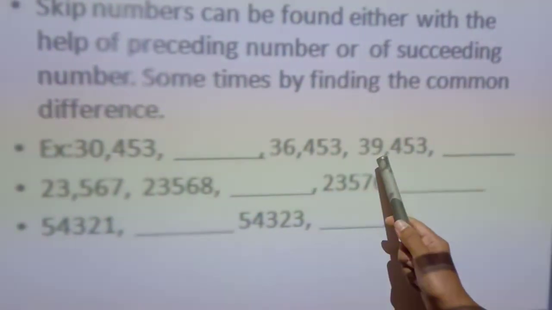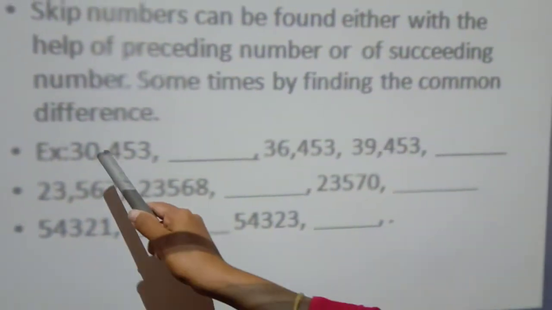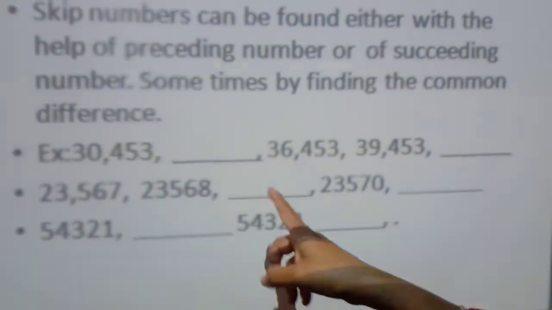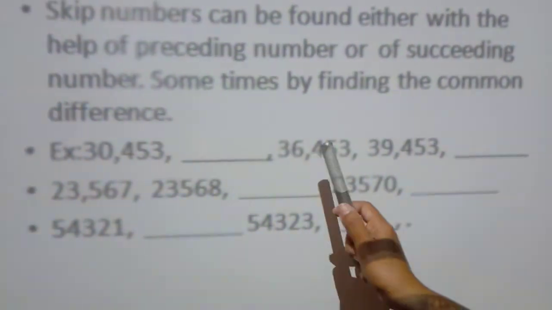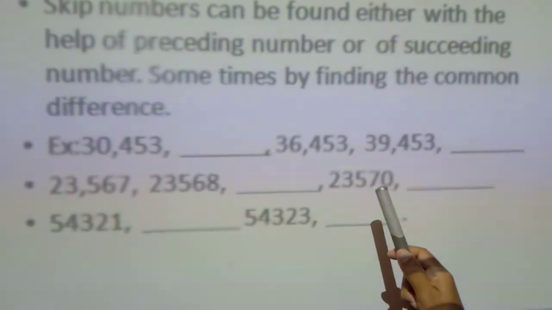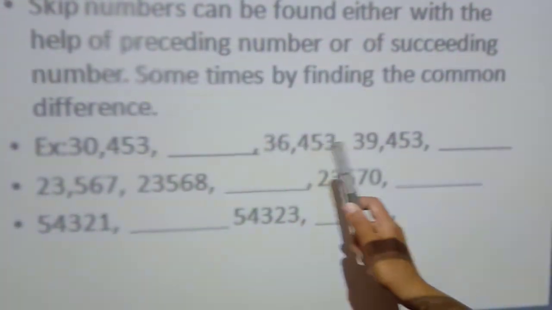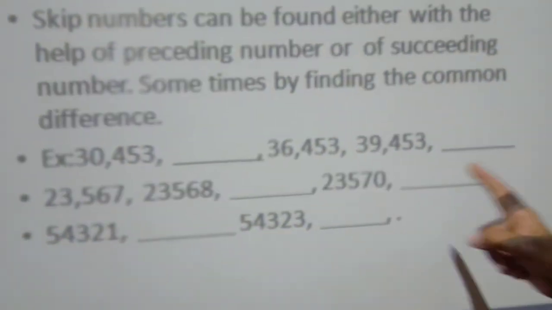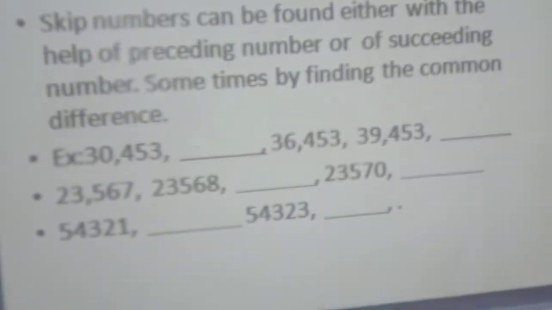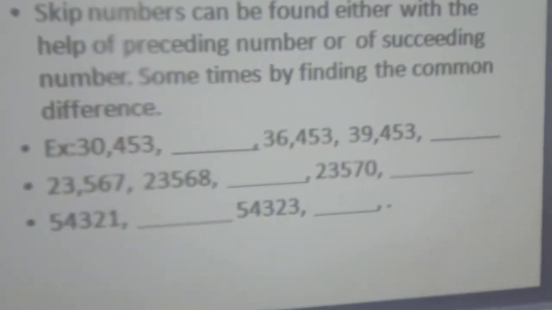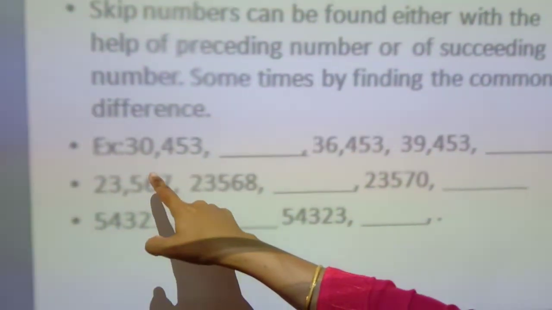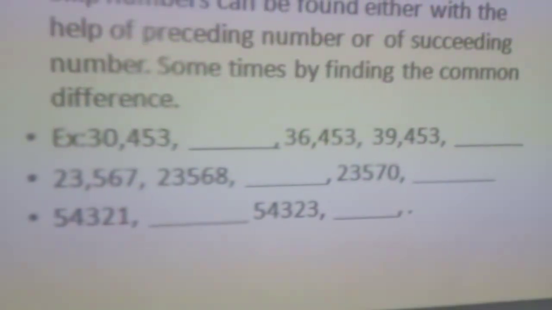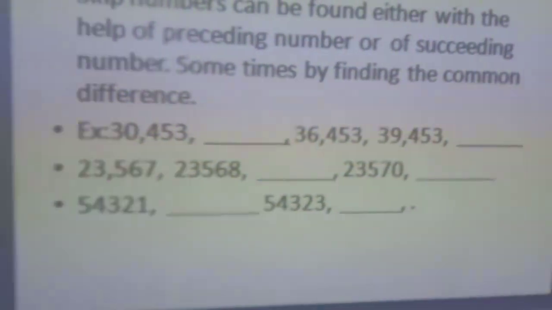Now it is 39,000, this is 36,000, this is 30,000. If you see the difference between these two, how much is the difference? Here you can see it is very easy, no number is skipped in between. Here 36,000, here 39,000. So 39 minus 36 is 3,000 difference. If you add that 3,000 difference to this number, that is 30,000, you will get the skipped number. So the skipped number will be 33,000.